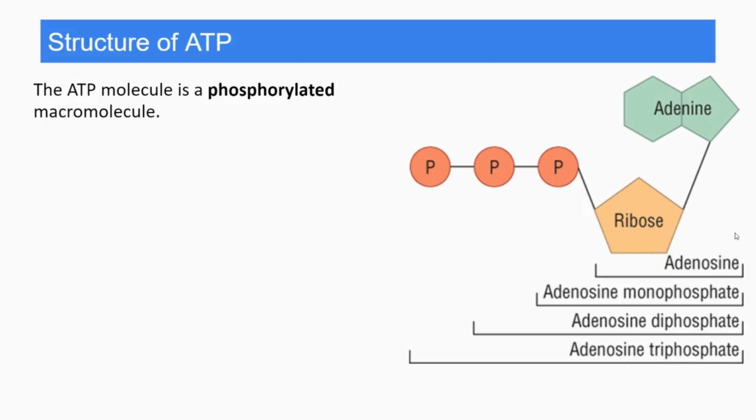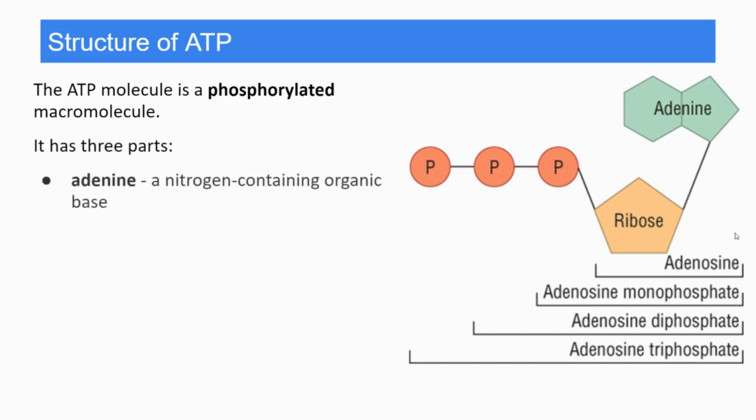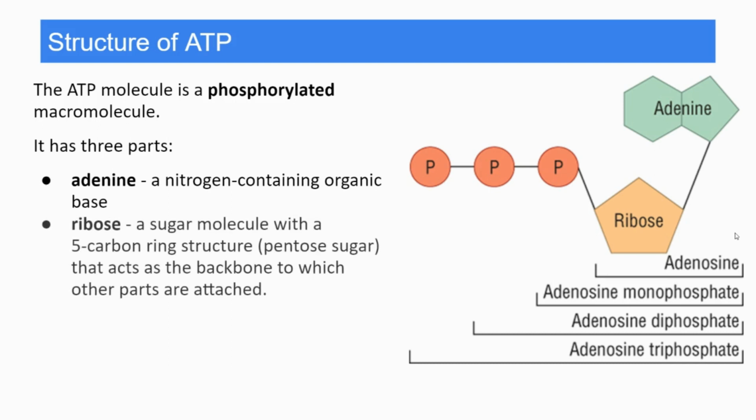So the structure of ATP: the ATP molecule is a phosphorylated macromolecule. It's got 3 parts. First of all, adenine, a nitrogen-containing organic base. Ribose, a sugar molecule with a 5-carbon ring structure, which is a pentose sugar that acts as the backbone to which other parts are attached. And finally, phosphates, so a chain of 3 phosphate groups. Now, for the exam, you would not be expected to use the full name. You can use the word ATP.